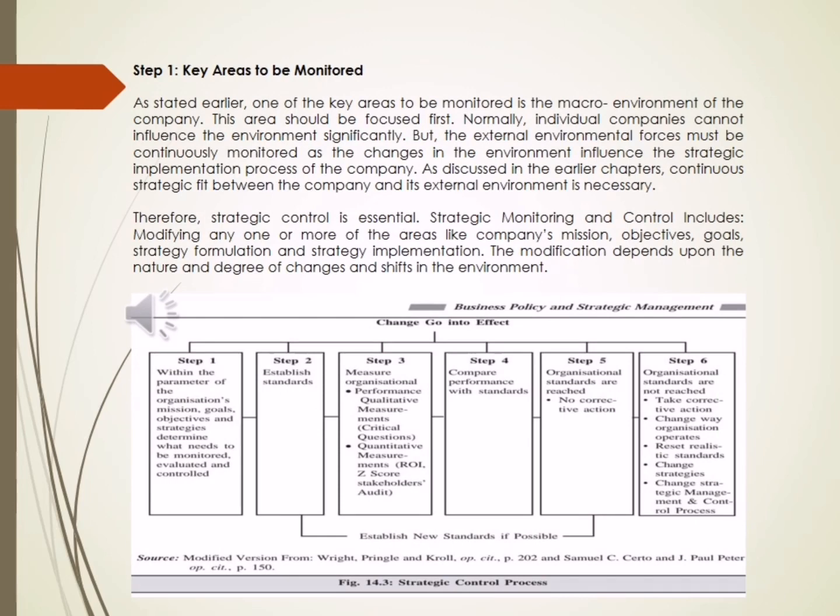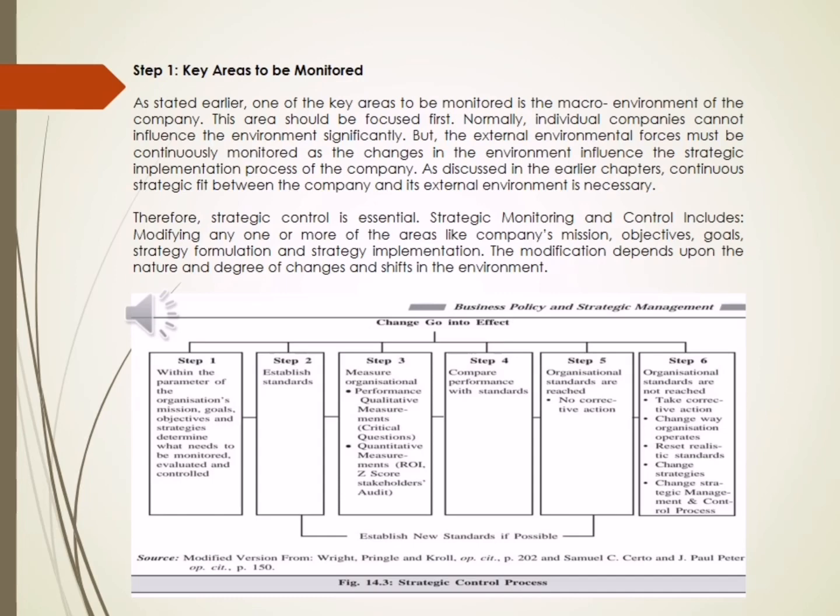Next is the key areas to be monitored. As stated earlier, one of the key areas to be monitored is the macro environment of the company. This area should be focused first. Normally, individual companies cannot influence the environment significantly, but the external environmental forces must be continuously monitored as the changes in the environment influence the strategic implementation process of the company.